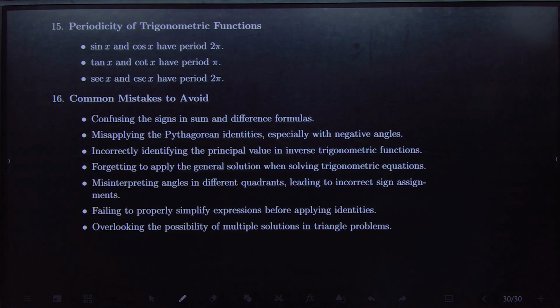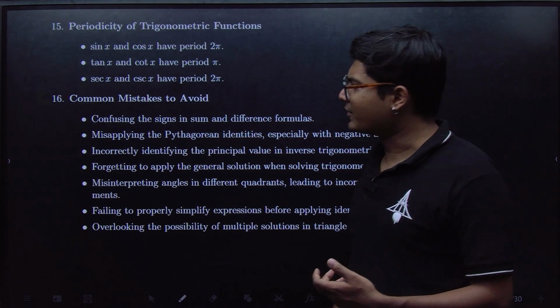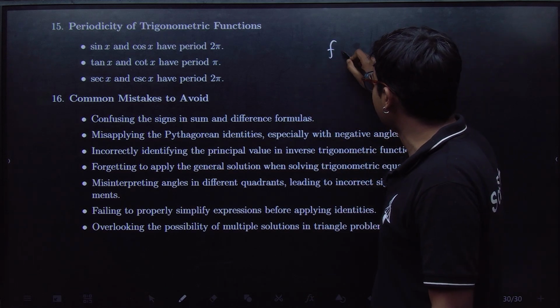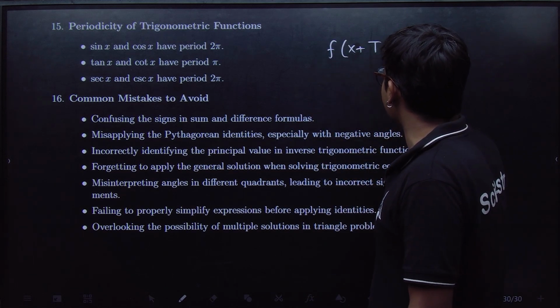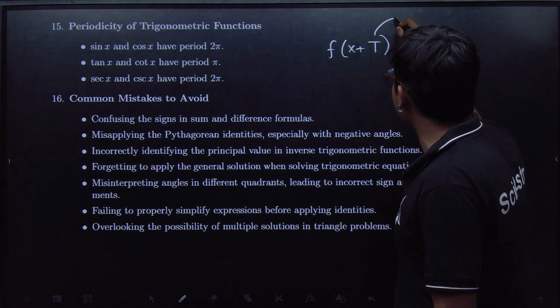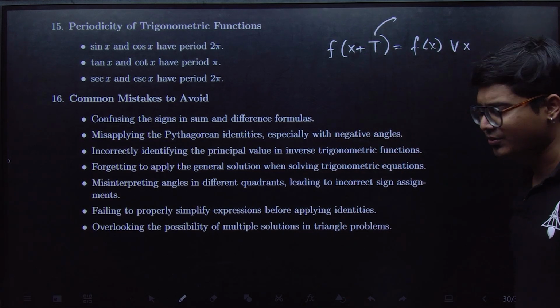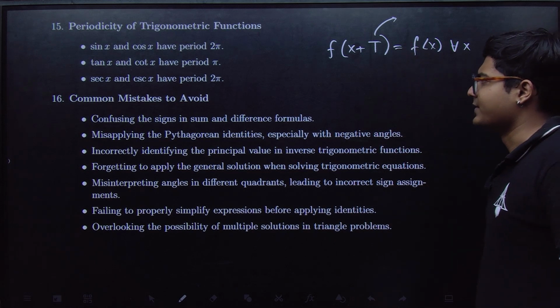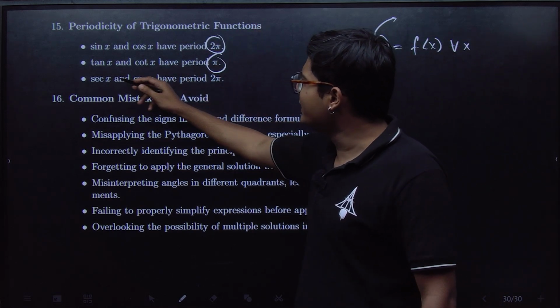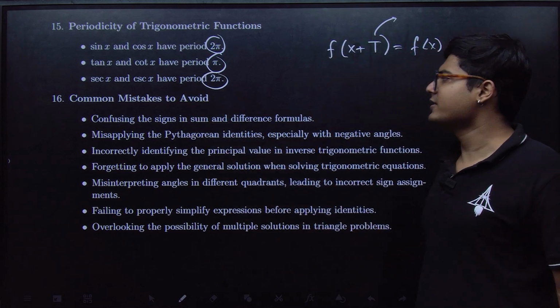Cool. Now, periodicity of functions, okay? Periodicity of trigonometric functions. Again, a quick recap. What is a periodic function? If you can find some t such that f of x plus t is equal to f of x for all x, then we say that t is the period, okay? The smallest t for which this holds is called the period of this function. So, sin and cos have period 2 pi, tan and cot have period pi. Similarly, sec and cosec have period 2 pi, right? So, you need to remember this.